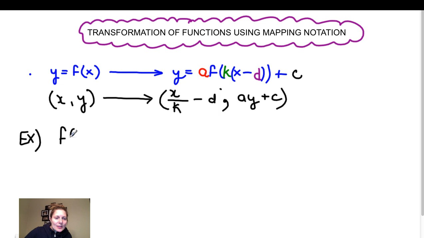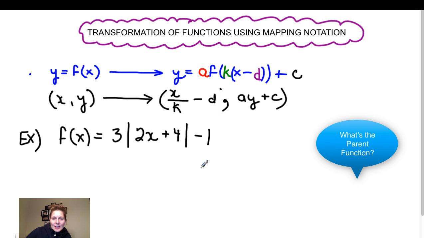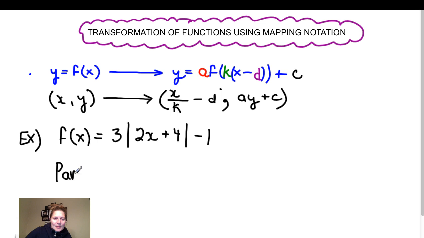So let's say, for example, we're given the function f of x is equal to 3, absolute value sign, 2x plus 4, close the absolute value sign, minus 1. We have 3 things that we need to do, like I said earlier. First of all, identify what the parent function is. So we have to look at some clues in the function that tell us what the parent function is. And we can see that because we've got these absolute value signs there, the parent function is going to be the function f of x is equal to the absolute value of x. The reason we need to do that is this gives us some of our original points that we're going to use when we get into our mapping function.